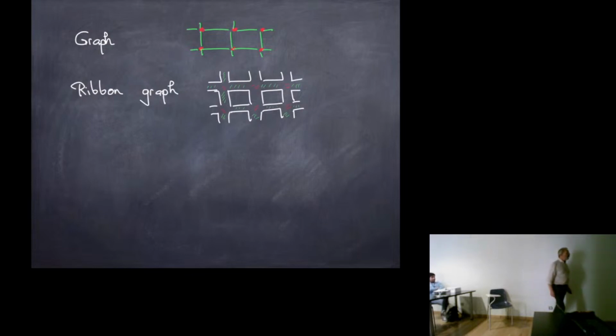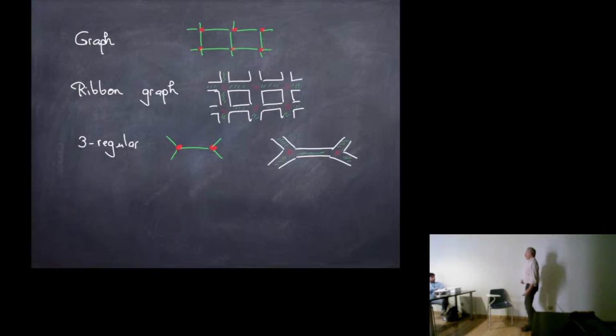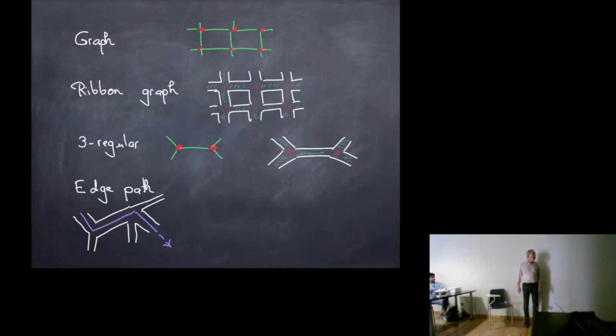The combinatorics of a ribbon graph is the same, but the idea for the ribbon graph is that you see a little bit better if you do drawings on it. So lately, such ribbon graphs you can see a lot in the literature. 3 regular means that at every vertex you have 3 points, and then the 3 regular ribbon graph is the same thing. On ribbon graphs you can draw edge paths.